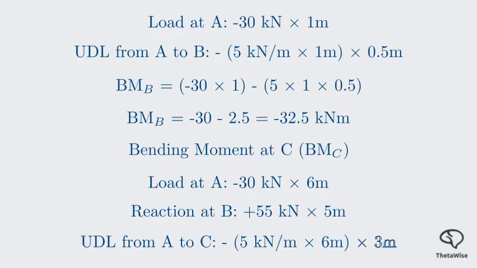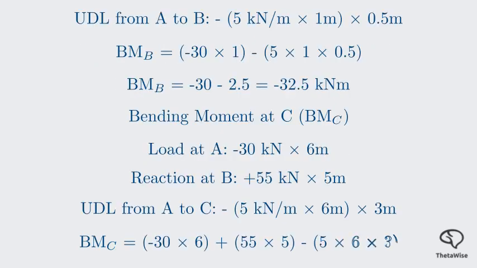Third, the UDL. The UDL spans the entire section from A to C, which is 6 meters. The total UDL force is 5 kilonewtons per meter times 6 meters, or 30 kilonewtons. This force acts at the midpoint of the 6-meter section, which is 3 meters from A, and therefore 3 meters from C. This UDL causes hogging, so its moment is negative. That's negative 5 times 6 times 3.